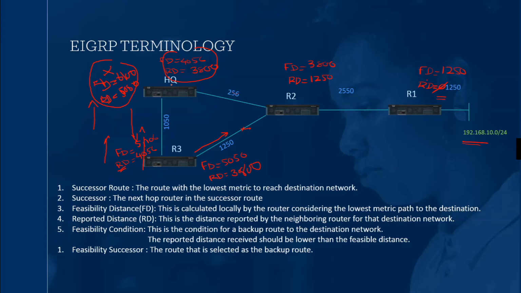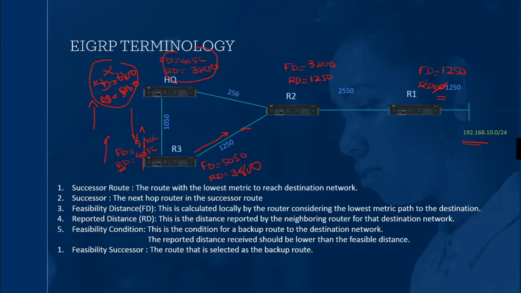I hope this clarifies the EIGRP terminology and how EIGRP chooses the best backup route for a router. So in this topology, I've shown you how R3 is calculating its feasibility distance or a successor route to the destination, as well as how it calculated the feasibility condition for a backup route, right?